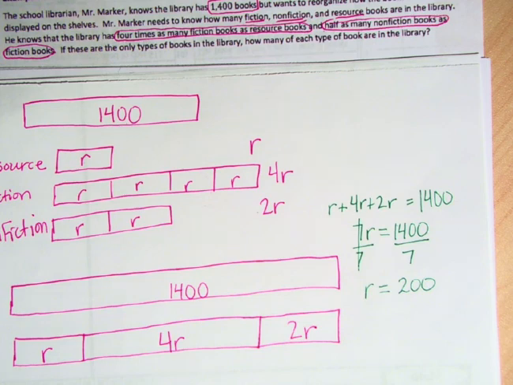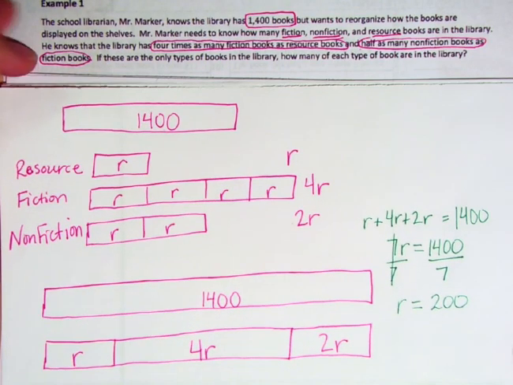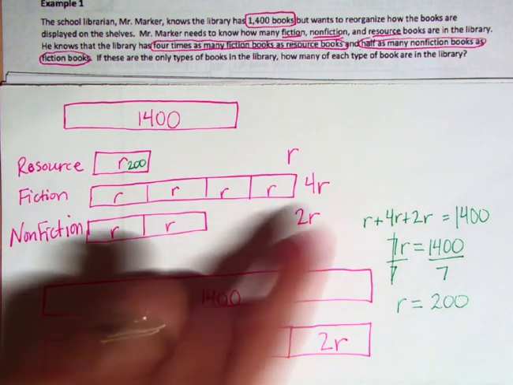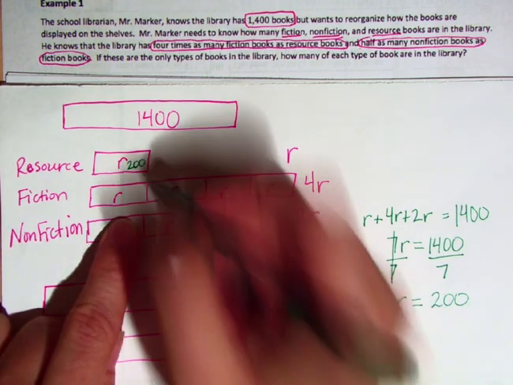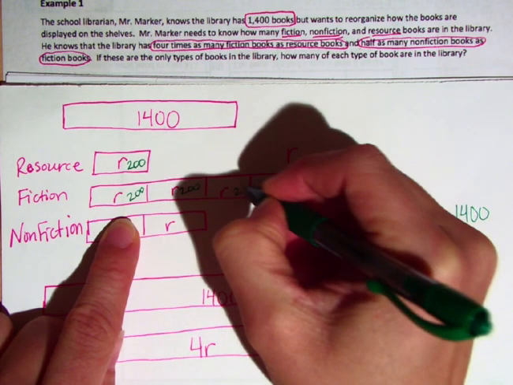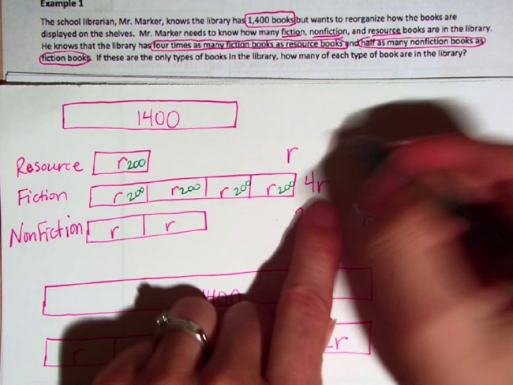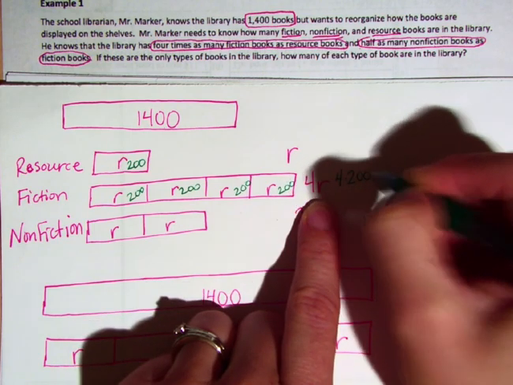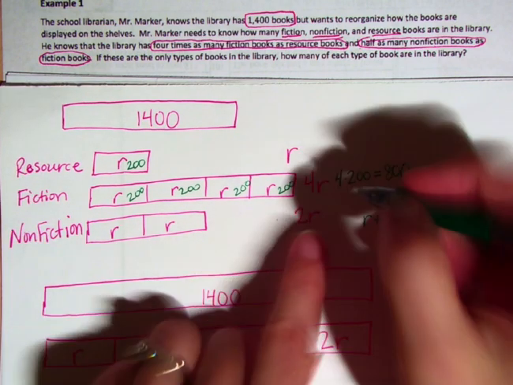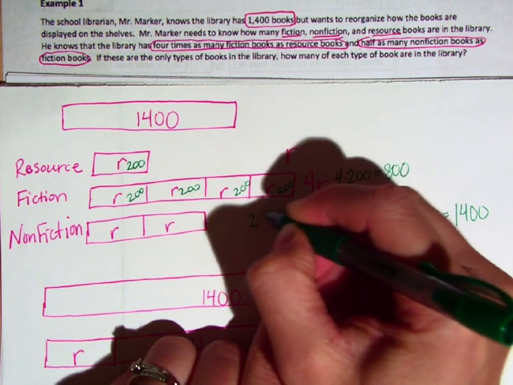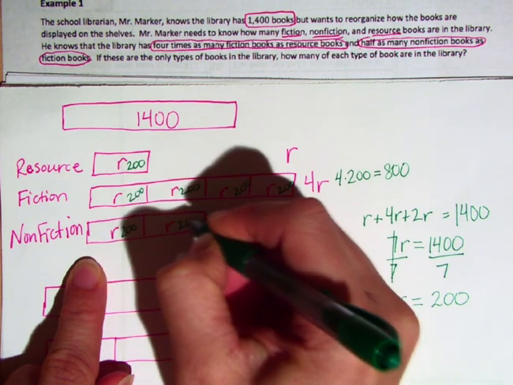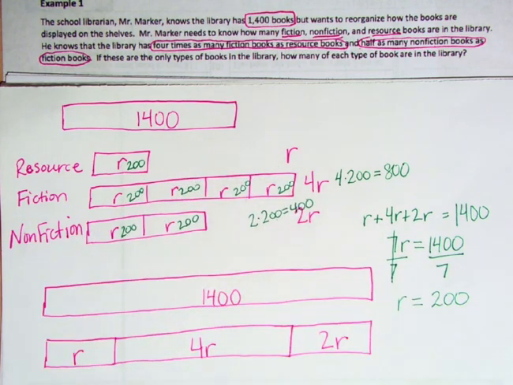Now I can replace r with 200, and I know that there are 200 resource books. There's 4 times 200. I could fill in my boxes. So I'm forgetting zeros here. Or I can take 4 times 200 to get 800 fiction books. And 2 times 200 gives me 400 nonfiction books, because each R represents 200.